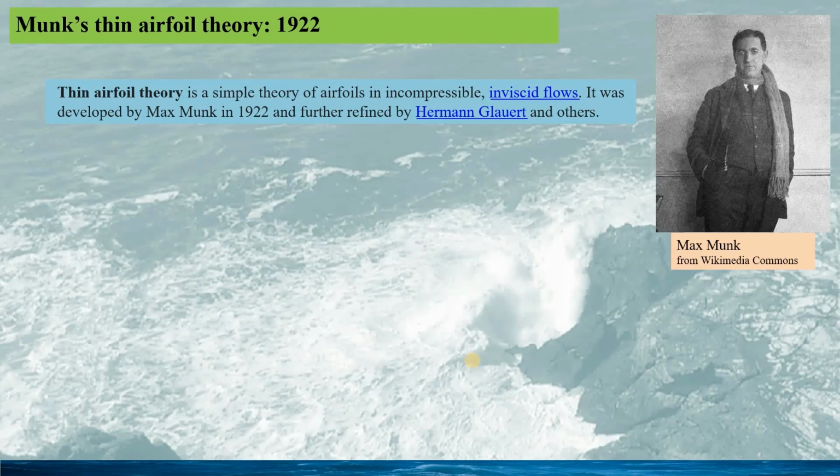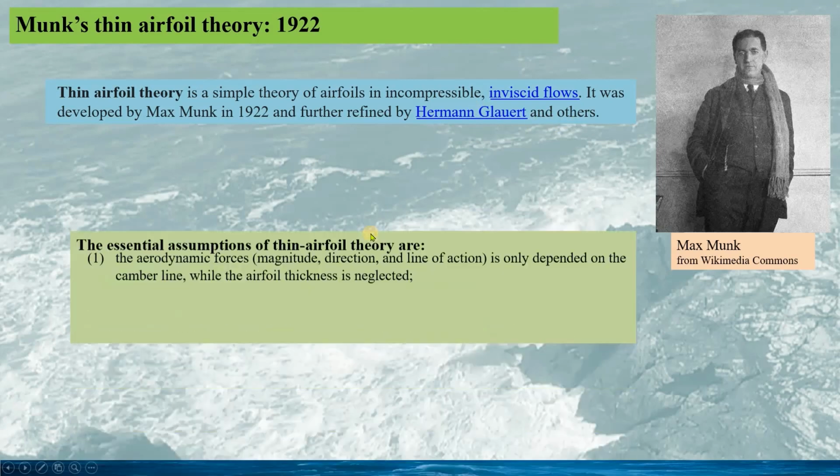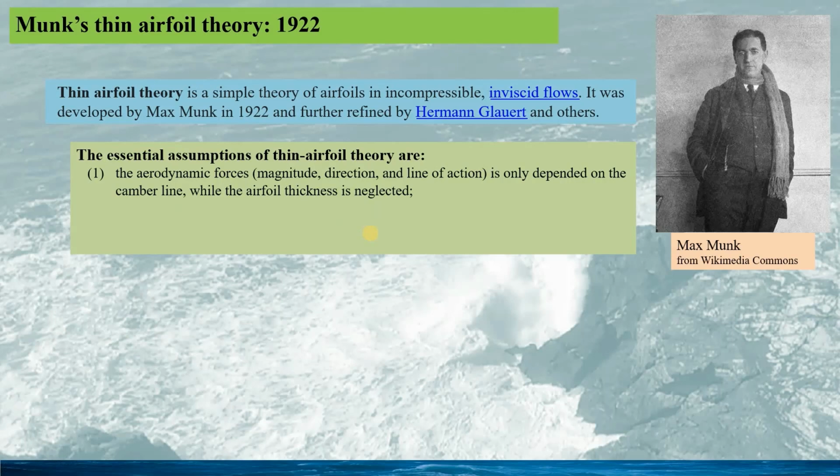Thin airfoil theory is a simple theory of airfoils in incompressible inviscid flows. It was developed by Max Munk in 1922 and further refined by Hermann Glauert and others. In this thin airfoil theory, there are some essential assumptions.